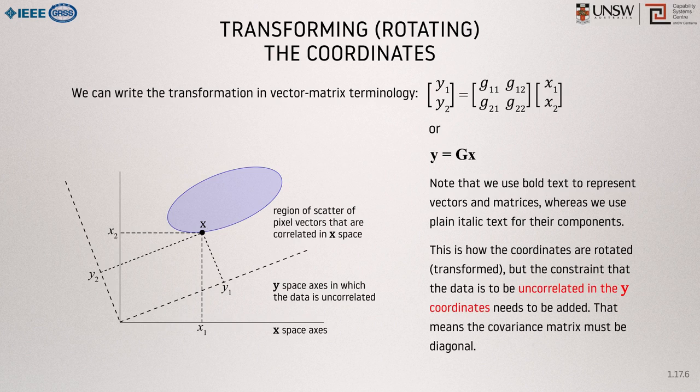Here is the really important point. We define the new axes as those in which the data shows no correlation, or, in other words, in which the new covariance and correlation matrices are diagonal. That is, they have zeros everywhere except down the diagonals.